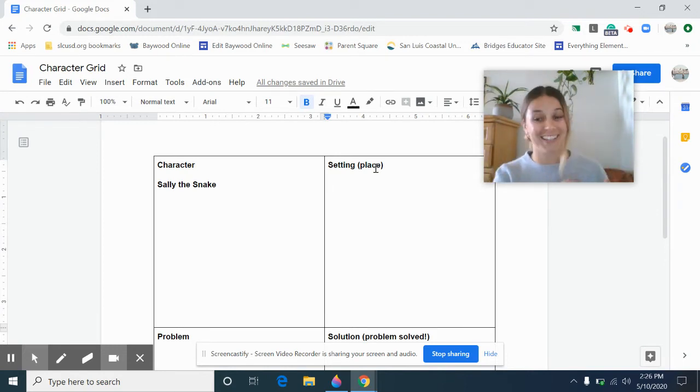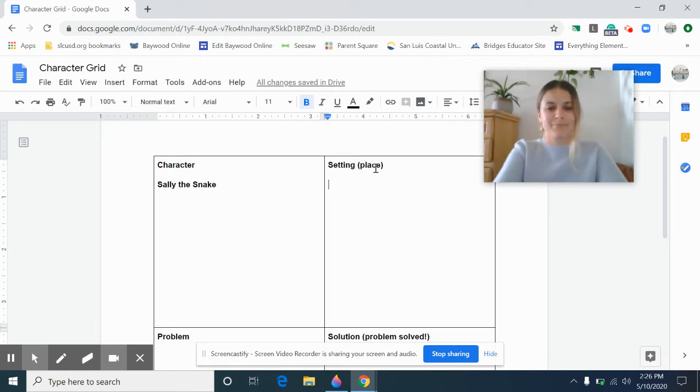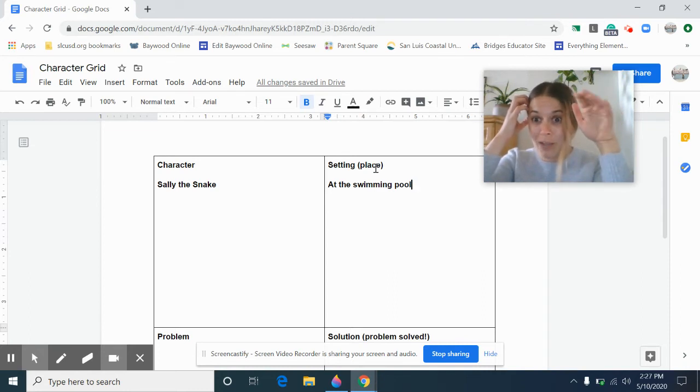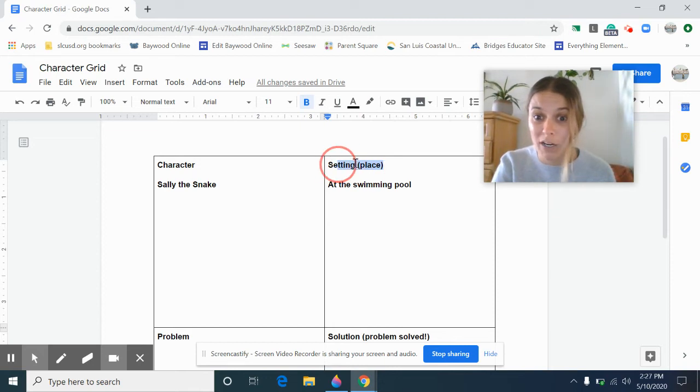So my character is Sally the Snake. I need to think about where she's going to be. And I'm thinking it's going to be, hmm, at the swimming pool. Oh, I'm cooking up an adventure here. What I want you to do is think about your character and think about where your story is going to happen. My story is going to happen at a swimming pool. Pause this video here and add to your setting square where yours is going to take place.